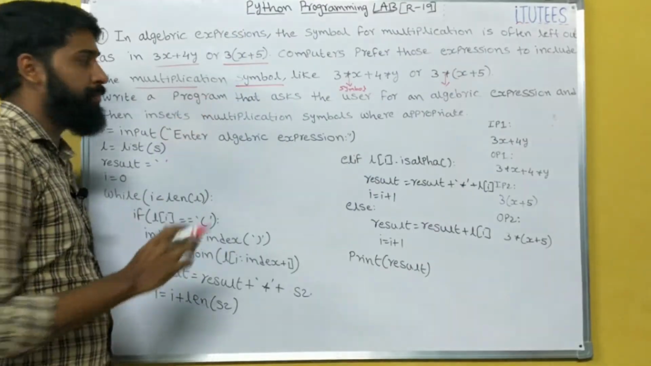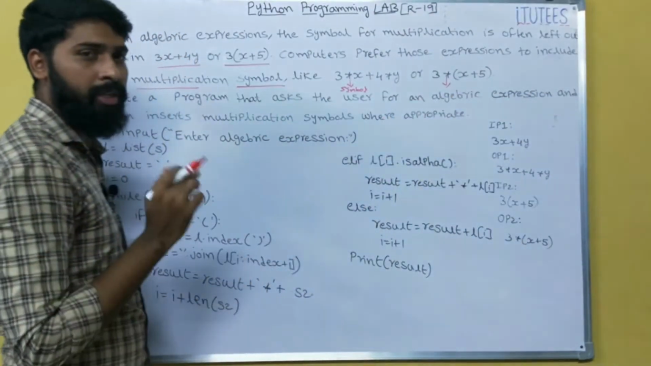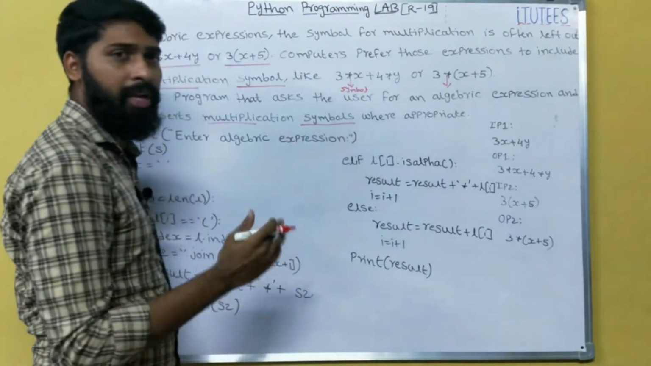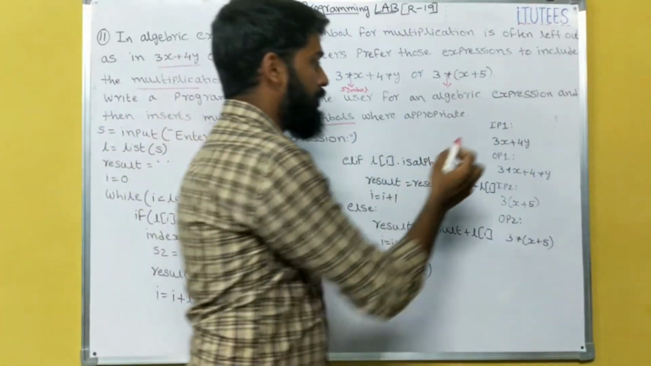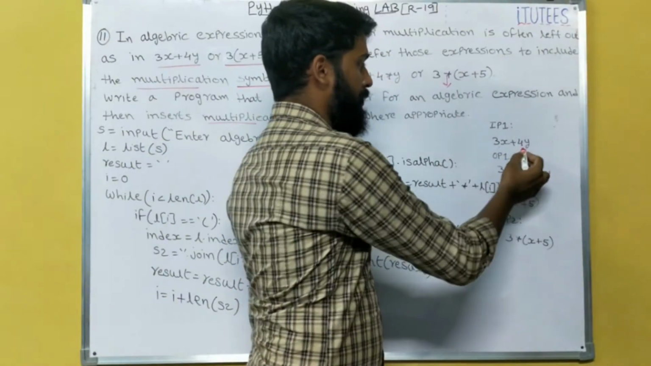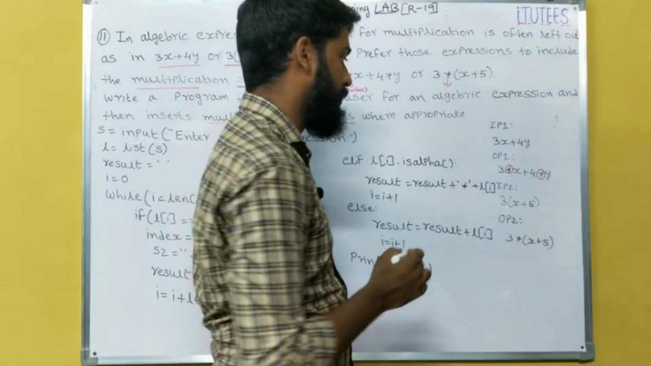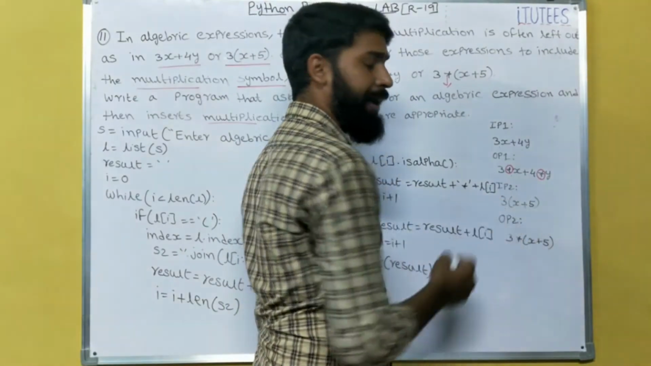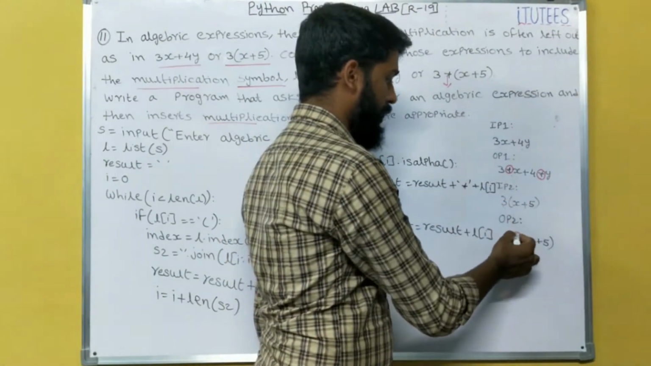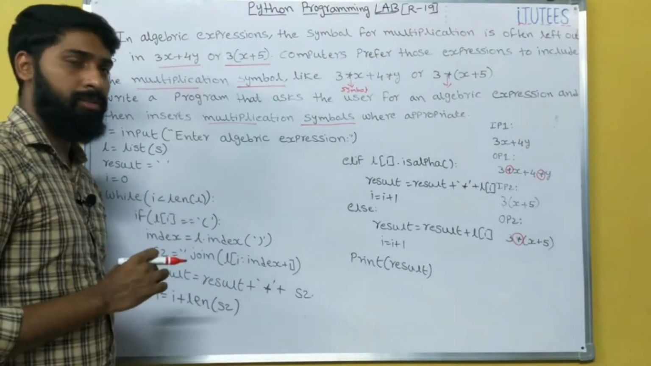So write a program that asks the user for an algebraic expression and then inserts multiplication symbols where appropriate. For example, 3x plus 4y means 3 into x plus 4 into y. That means here we are going to insert multiplication symbols. Similarly, 3(x plus 5) becomes 3 into (x plus 5), which means here we are going to append an asterisk. So now we can see how to solve this problem.